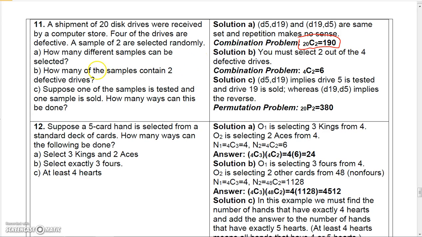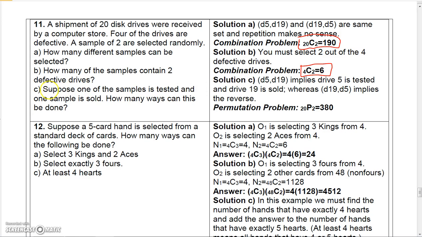And then it says how many of the samples contain 2 defective drives. Well, the defective drives must be selected from the 4 that are defective, so out of the 4 defective drives you want to know how many two-drive sample sets can be selected from the 4 bad drives. So that'd be 4 choose 2, which is 6.